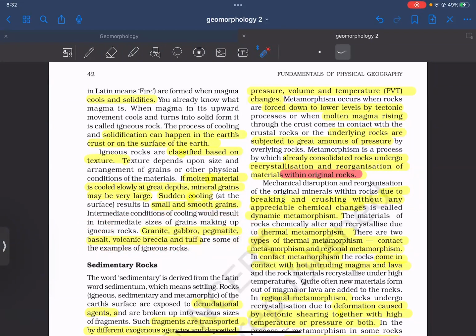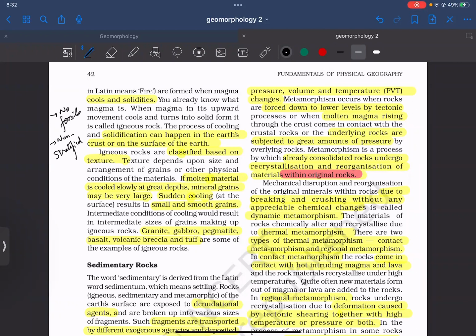Another property you need to know about volcanic rocks is that they have no fossils, because fossils are the dead remains of plants and animals. Whatever dead remains of plants and animals are there will all get destroyed in the magma, so no fossils. Then they are non-stratified.